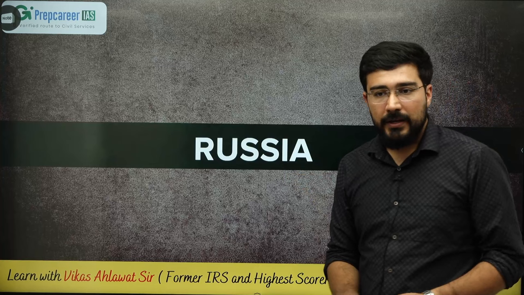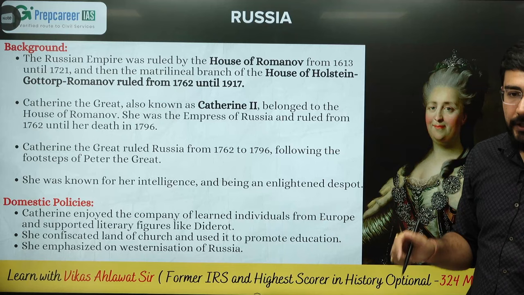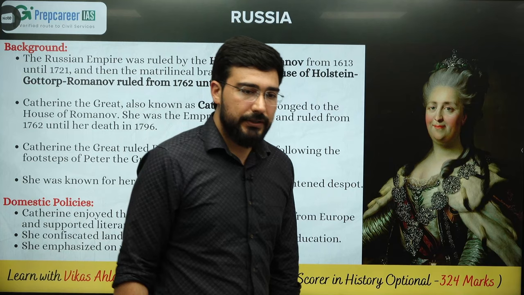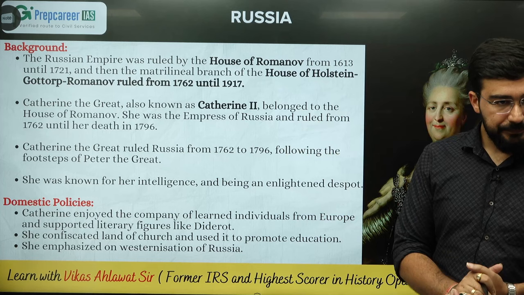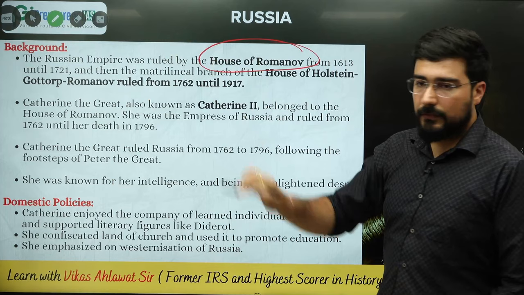Third comes Russia. Whenever we talk about the 18th century, we have to discuss Britain, we have to discuss France, and the third one would always be Russia. Russia was a powerful state. Okay, it was a very powerful state, and here the ruler was Catherine II. Catherine II was given the title of Catherine the Great. And remember the name of the dynasty. The name of the dynasty is Romanov. It was the house of Romanov.